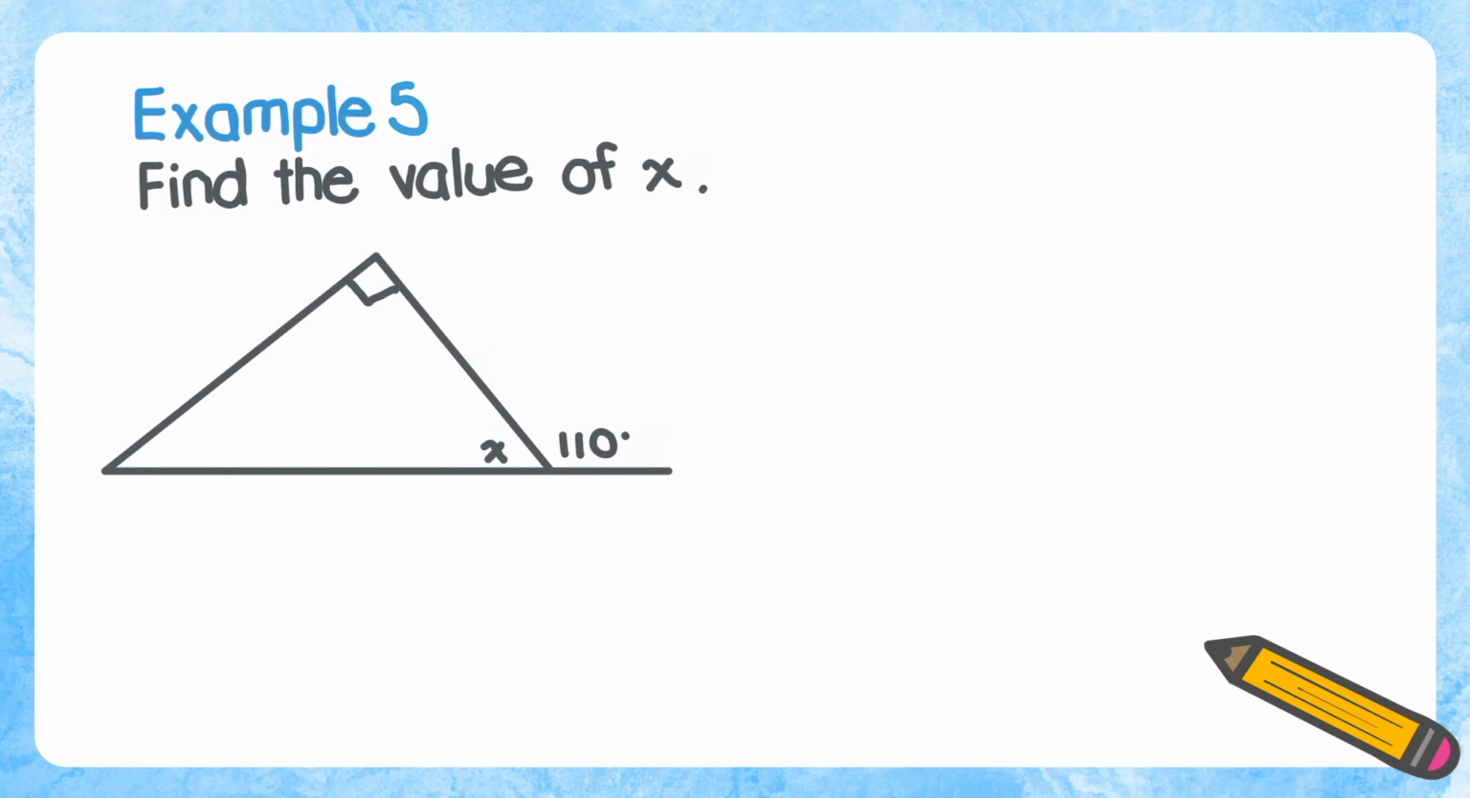Let's look at one more example. We're going to find the value of x. Here's our exterior angle, and once again, this x is not a remote interior angle. However, notice that this angle, along with the exterior angle, forms a straight line. So these angles must be supplementary.